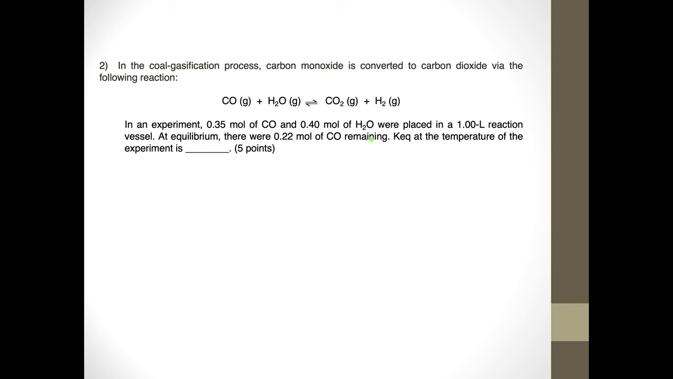Number 2, in the coal's gasification process, carbon monoxide is converted to carbon dioxide via the following reaction. Carbon monoxide plus water is in equilibrium with carbon dioxide and hydrogen. Here all are in the gas phase, okay? So that's why we also consider hydrogen as part of the products. It's not the solvent, so it's one of the species in the reaction.